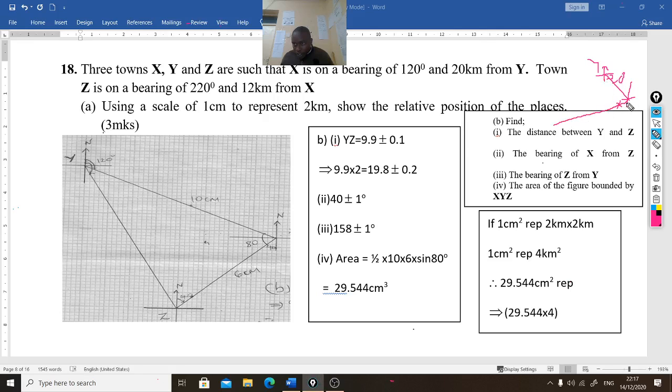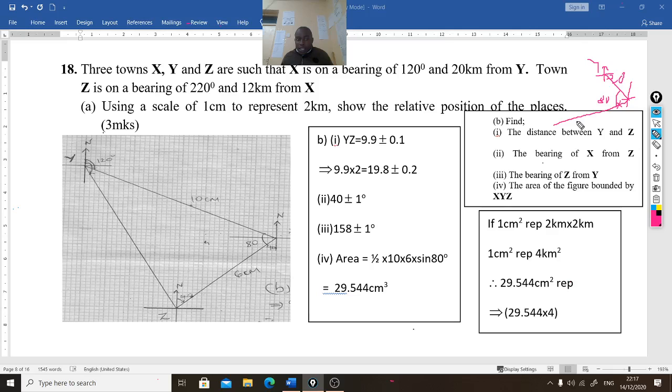Then this is 220. 220 minus 180 gives you 40 degrees. So this is 40 and this is 50. Remember this is 30 here, because these are alternate angles. So this is 30 and this 50, and therefore the whole of this angle is 80 degrees.